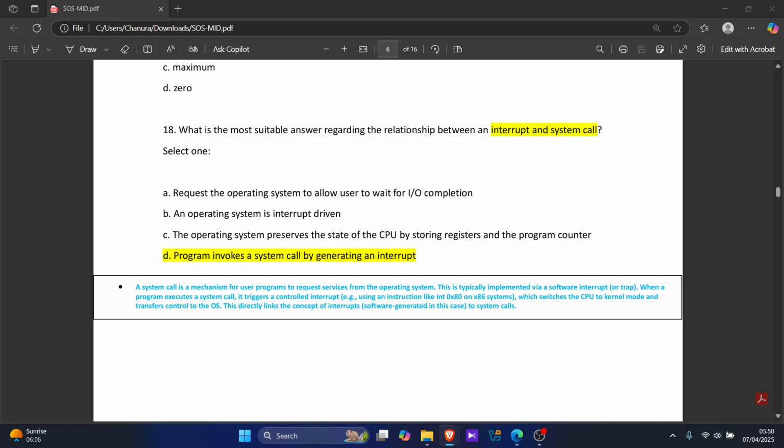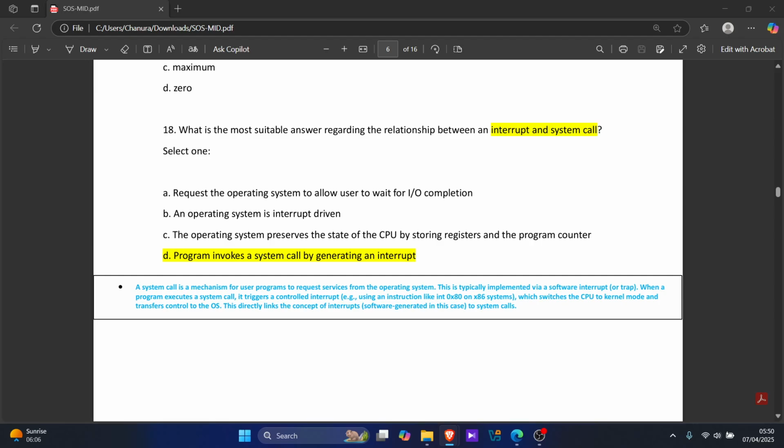The program generates an interrupt, which switches the CPU to kernel mode, allowing the OS to handle the request. So that makes me think option D, program invokes a system call by generating an interrupt, might be correct. Let me check the other options.